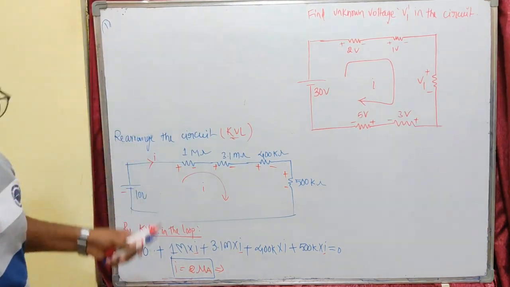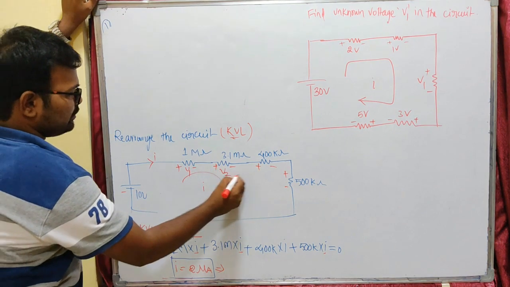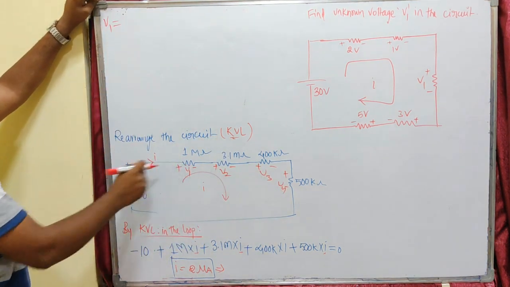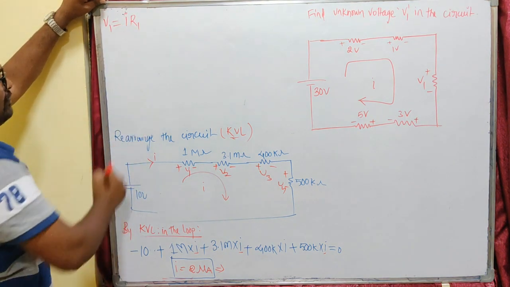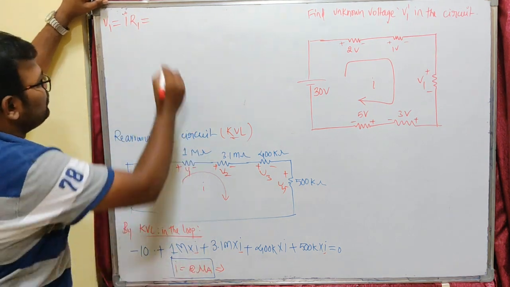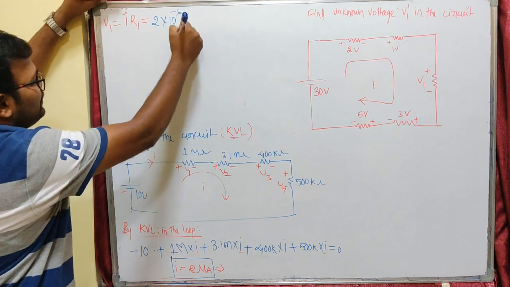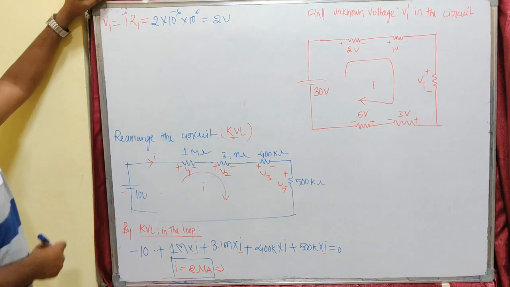Okay, so what is the voltage across our 1 mega ohm resistor? Let us consider this as V1, this V2, V3 and V4. V1 is the voltage across the 1 mega ohm resistor, that will be current I into R1. Let us treat them as R1, R2, R3, R4. I is 2 microamperes, so 2 into 10 power minus 6 into 1 mega ohm, which is 10 power 6, that will be 2 volts. The voltage across this first resistor is 2 volts.